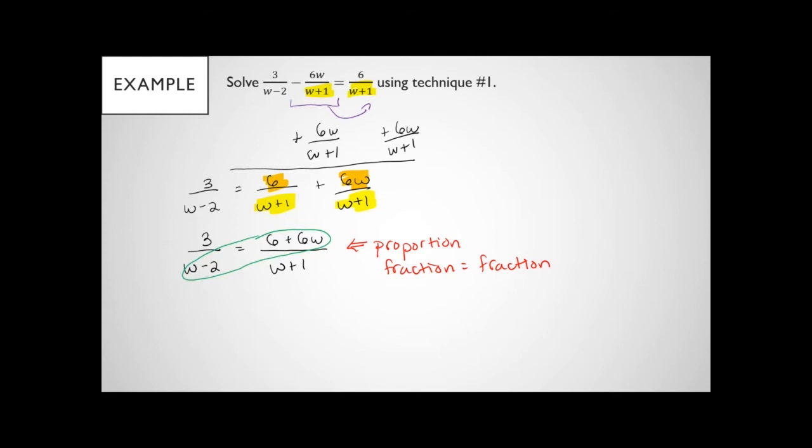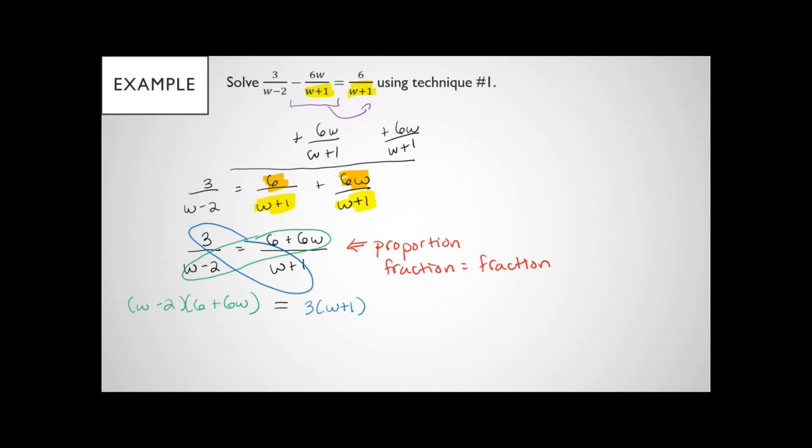Now because these are not single numbers, I need to have parentheses around these to indicate that I'm multiplying those together. So I have w minus 2 and then times 6 plus 6w. Then the other diagonal is 3 times w plus 1. So when you're cross multiplying, you're multiplying your diagonals and setting them equal to each other.